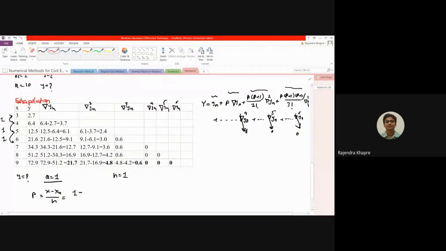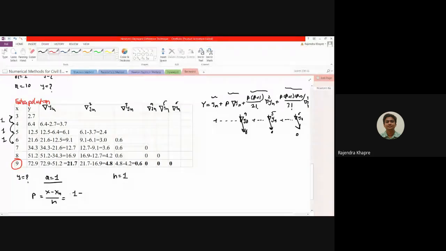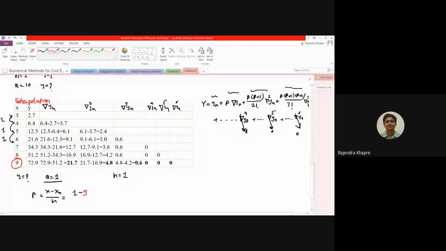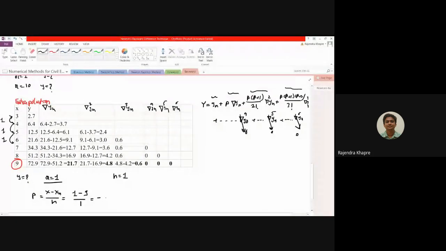yn is nothing but the last value of y. Sorry, xn. So the last value of xn is nothing but your 9. So here this will be 9. Let me use black color. So this will be 9 divided by 1. The h value is 1, so this is minus 8.